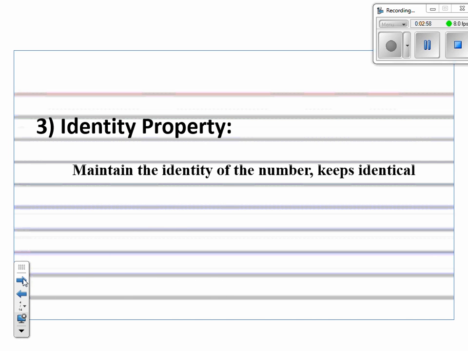The identity property. This maintains the identity of a number or keeps it identical. This is the way I like to remember it, is maintaining a number's identity. So if we, again, think about addition and think about multiplication, with addition, if I have a number and I want to maintain its identity, I add 0 to it. 3 plus 0 remains 3. The identity property looks like this. Any number plus 0 will stay that any number. Multiplication property is a similar thing. Any number times 1 will remain that number.